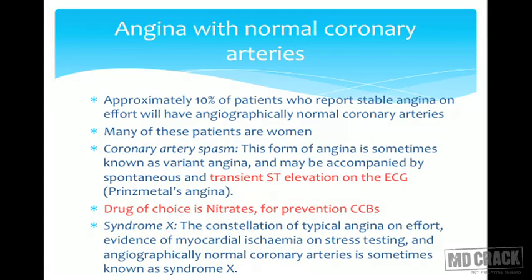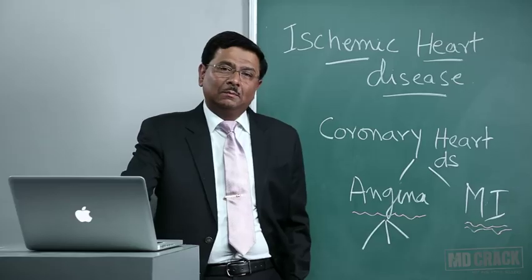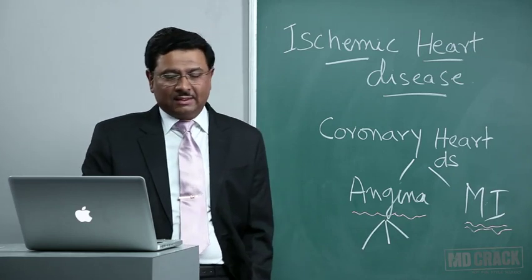Again, it is asked very commonly in MCQs for variant angina or for Prinzmetal angina. Alright, the drug of choice happens to be nitrates, and for prevention, you can use calcium channel blockers. Syndrome X, the constellation of typical angina on effort, evidence of myocardial ischemia on stress testing, and angiographically normal coronary arteries is sometimes referred to as Syndrome X.